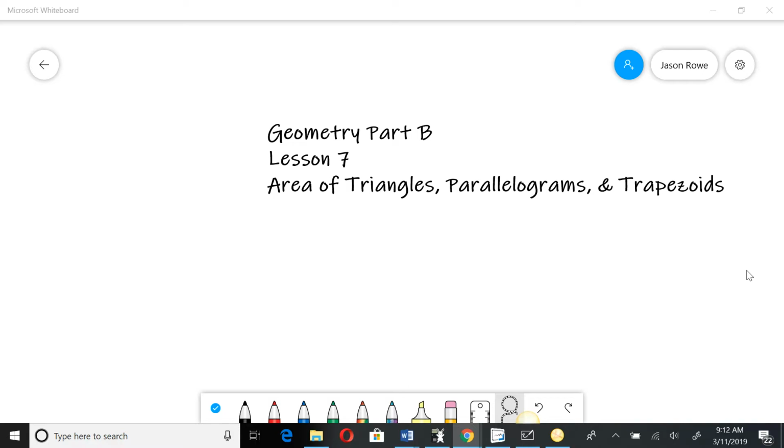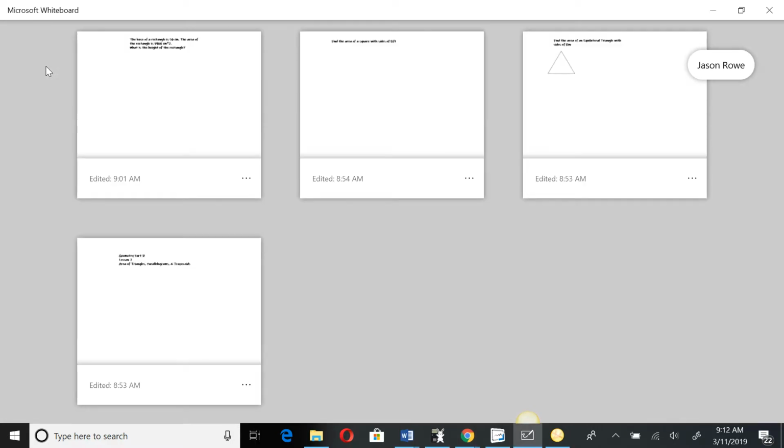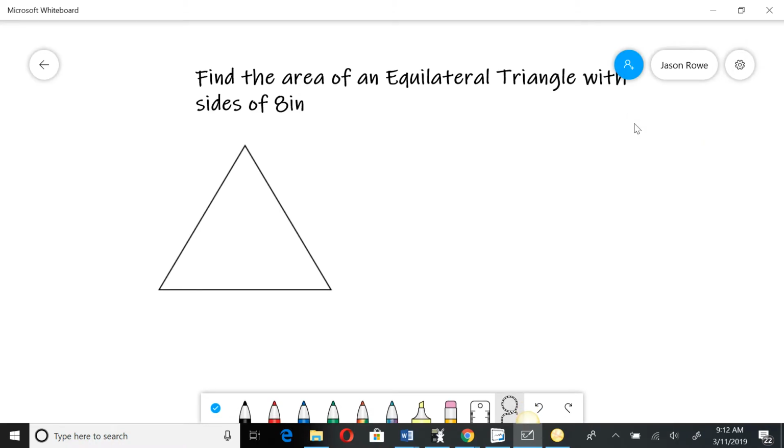This is lesson 7. We're going to look at the area of triangles, parallelograms, and trapezoids. So let's take a look at some examples like you're going to see in the lesson. Let's start with this triangle right here. You're asked to find the area of an equilateral triangle with sides of 8. So now, how do we do this?